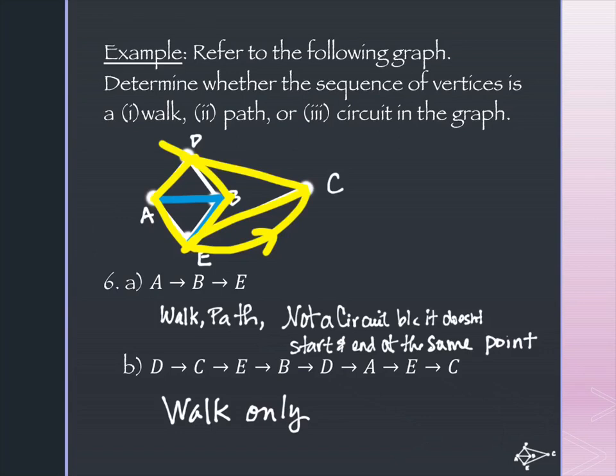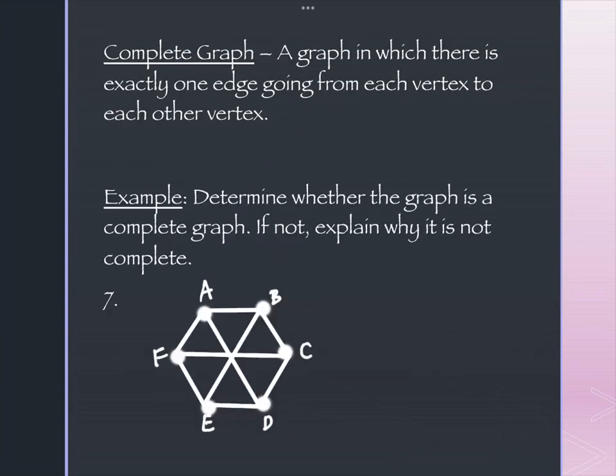Told you this section was a long section, right? A lot of new stuff. Okay, let's keep going. Complete graph. A complete graph is a graph in which there's exactly one edge going from each vertex to each other vertex. It's complete in the sense that nothing could be added to it to make it more connected.